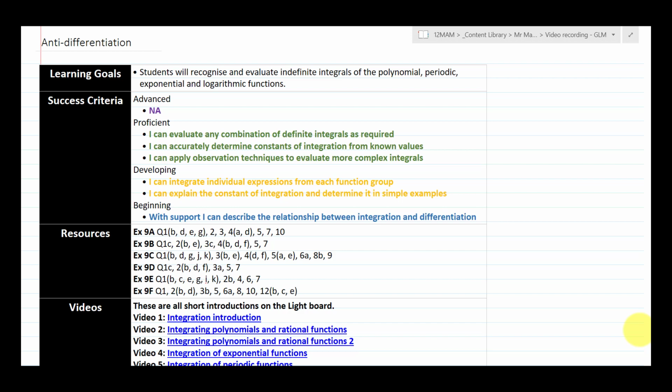Hi and welcome to my video series on anti-differentiation. You'll learn more about the process, but you'll also learn about the naming conventions as we go forward. But really, right at the start of this topic, it's usually called anti-differentiation.